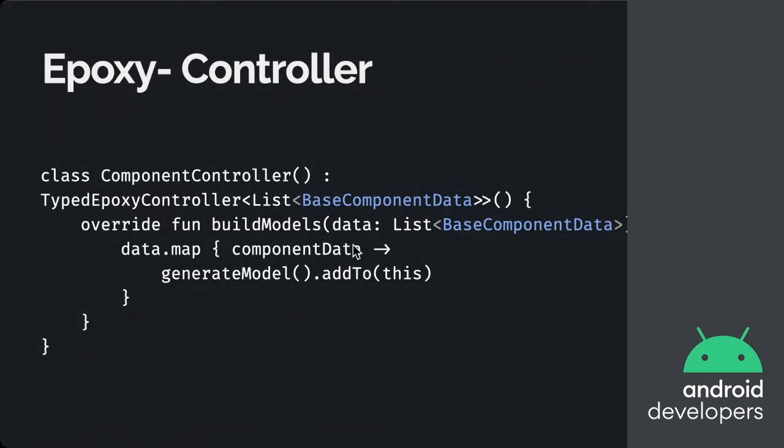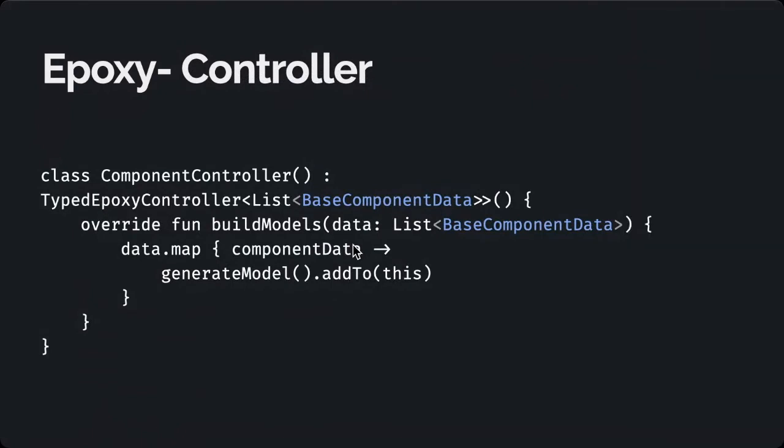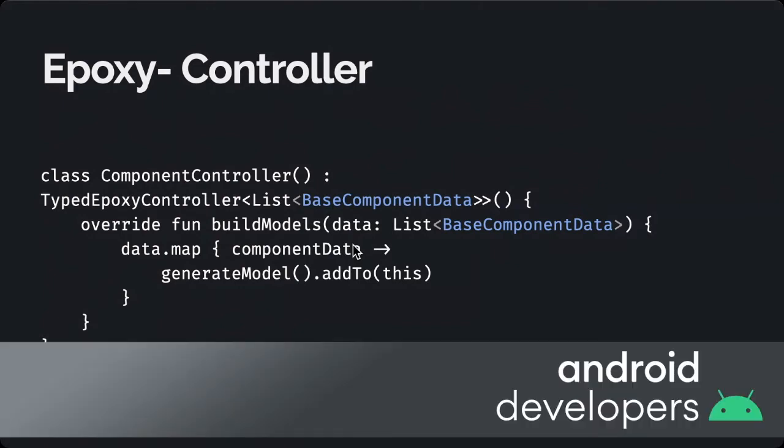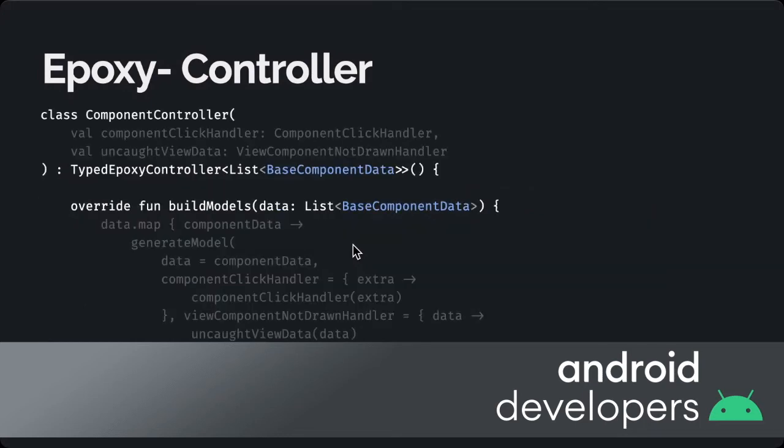Okay. Now, there's another thing, something like an adapter of recycler view, which is the controller in this case. What we are doing is we're using typed epoxy controller because I don't know what type I'm going to get. So depending on the type, I'm going to decide which when clause I'm going to be using. If you're familiar with Kotlin, when clause is being used here. What I'm doing here is I'm taking a data object, which is a list of base component data. This is my JSON data deserialized into a data class. And then the data class is passed on to a function called generate model, which then builds the models for me and then renders it for me.